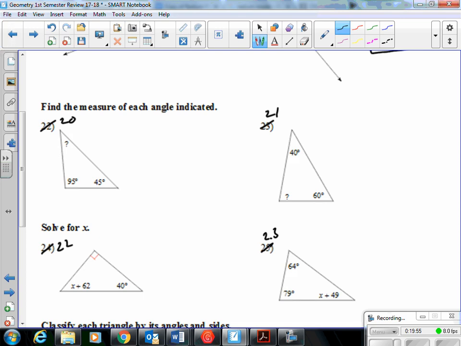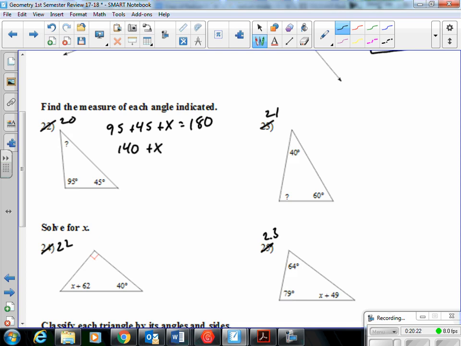So find the measure of each angle indicated. All right, so we got triangles. We know that all three angles in a triangle have to add up to 180 degrees. So this is just simply subtracting from 180, basically, the two angles that we know. Or saying 95 plus 45 plus x, the angle we don't know, has to equal 180.